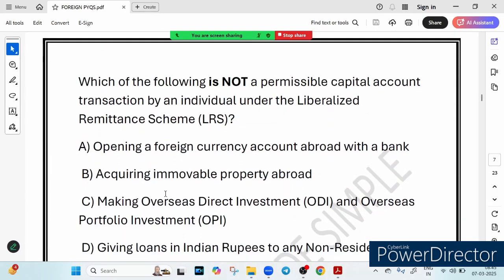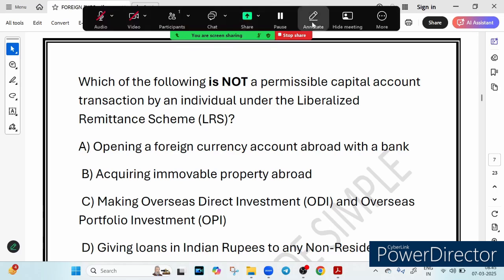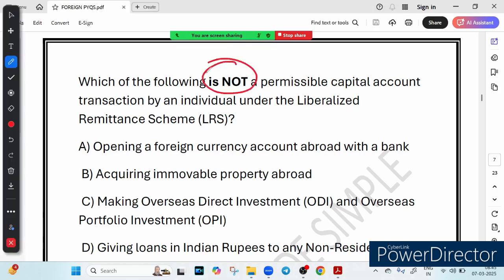Now this is a very good question. The next question we have, as you can see on your screen, is related to: which of the following is not a permissible capital account transaction, right, by an individual under LRS. LRS is called the Liberalized Remittance Scheme. So which is not permissible? Please read it carefully. Not permissible. Most of the time we ignore this word, right?